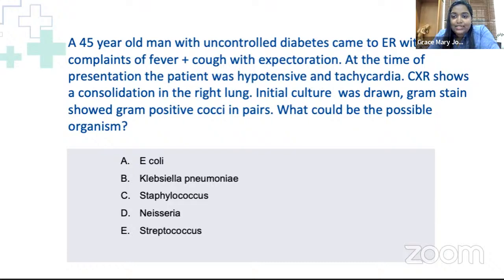So these are the subtle things that you get from the lab, based on which you can easily come to a conclusion. This is a straightforward case of Streptococcus because it's a respiratory syndrome that the patient is presenting with. It's a pneumonia, and the number one cause for pneumonia is usually Streptococcus pneumoniae. And it is a gram-positive cocci, which is in pairs. When you compare it with Staphylococcus, it is gram-positive cocci in clusters.